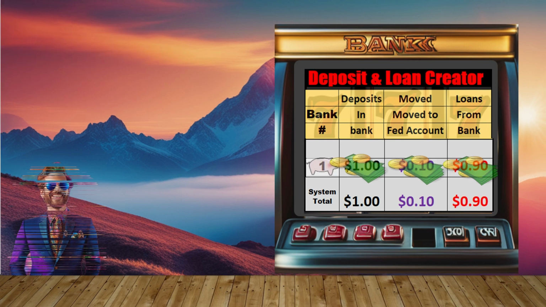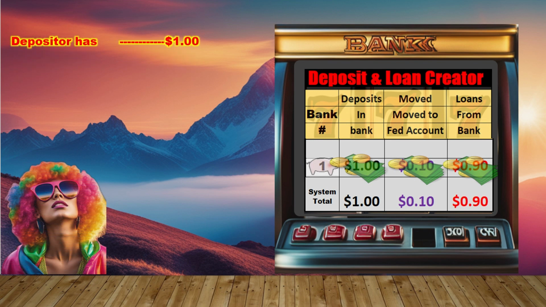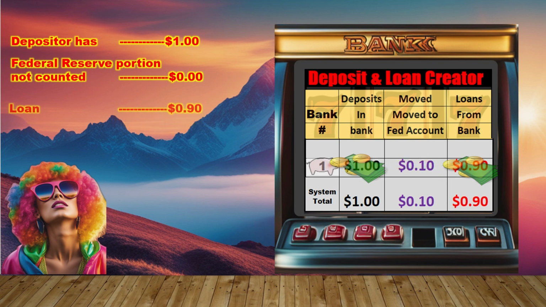How much money do you see here? Let's have someone add them up. The depositor has $1. The Federal Reserve portion stays with the Federal Reserve, so it is out of circulation and it's not counted. The loan will be lent and spent and will be deposited in the next bank, 90 cents. Total money in circulation, $1.90.